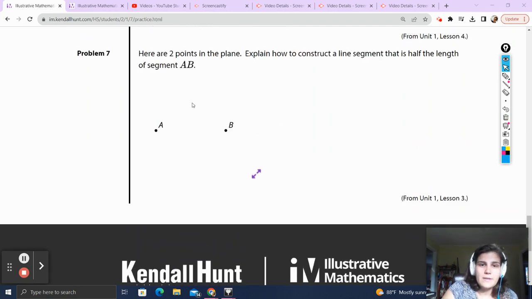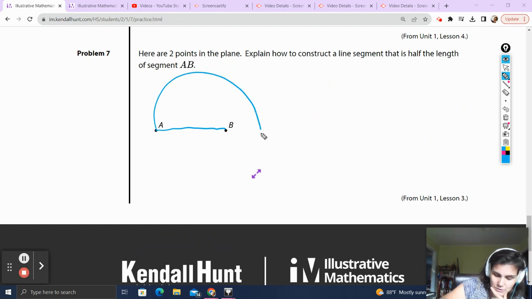Here are 2 points in a plane. Explain how to construct a line segment that is half the length of segment AB. Well, I know to get a line segment that's half the length, I can bisect it, and I'll get half the length. So let's do a perpendicular bisector. I'm going to connect them because I have AB. I'm looking for something that's half of AB.